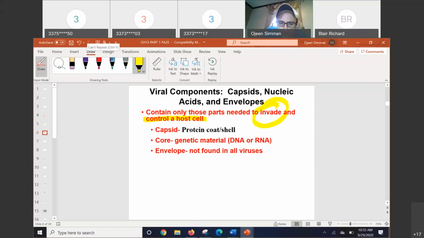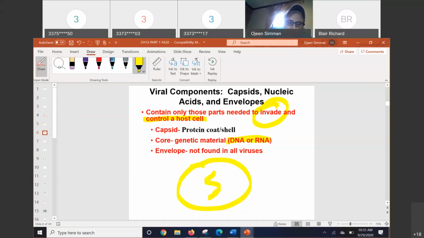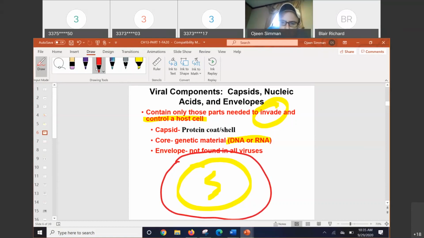A virus must have a capsid, which is a protein coat. It must have a nucleic acid genetic material, which is DNA or RNA, never both. Never both. Okay? And some viruses can have an outer envelope. The ones that do have an envelope are called enveloped viruses. The ones that do not are called naked viruses.